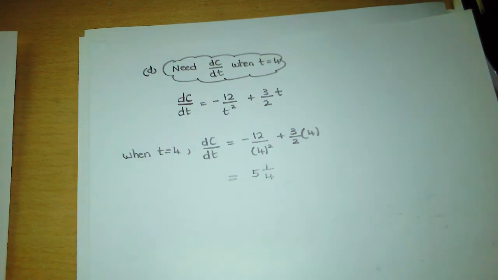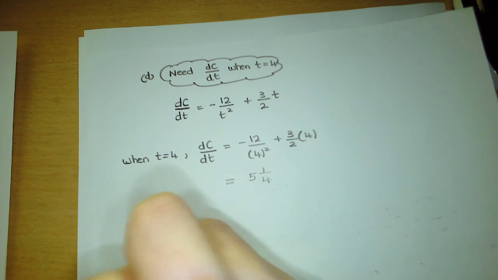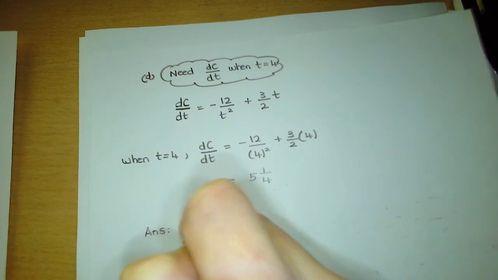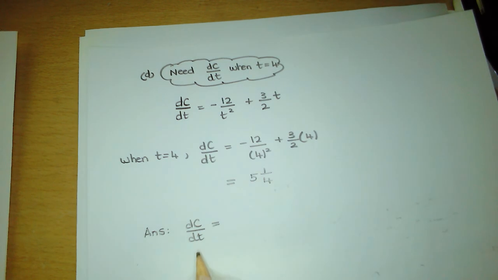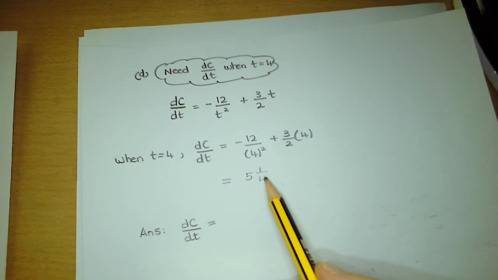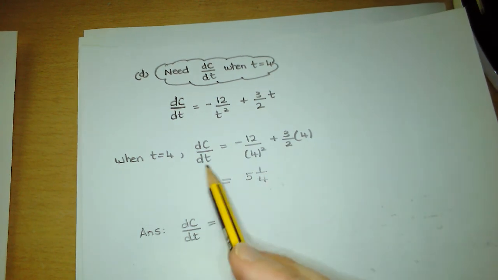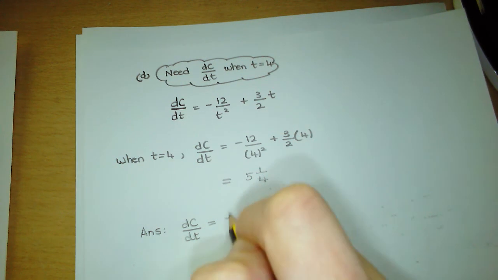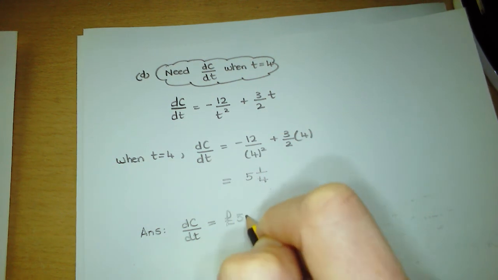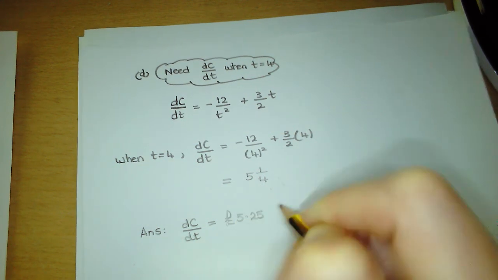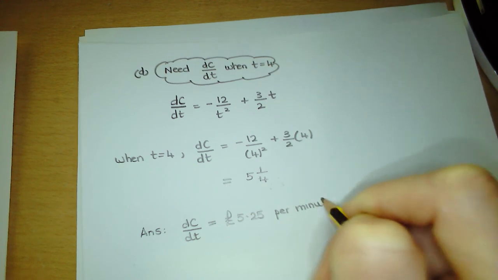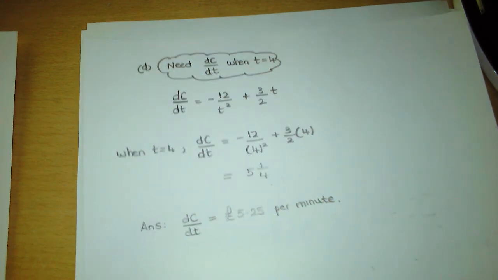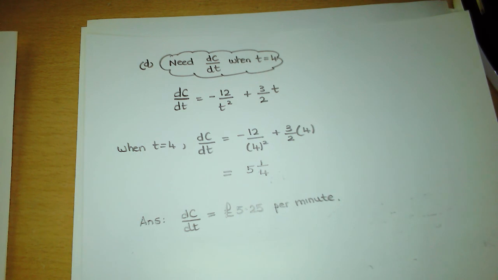Okay, so in other words, the answer is dc by dt, the rate of change of the cost, is 5 1/4 pounds per minute. In other words, £5.25 per minute. Okay, the rate of change of the cost when t is equal to 4.